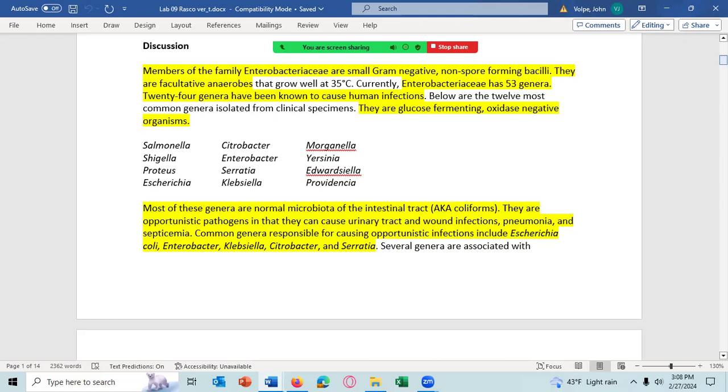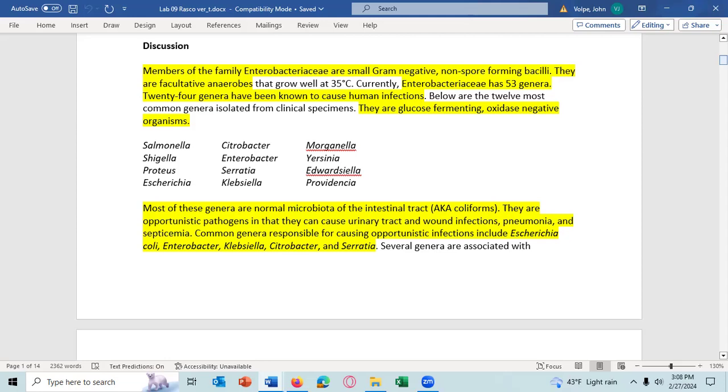All right, members of the family Enterobacteriaceae are small gram-negative bacilli, and they're non-spore forming. They are all facultative anaerobes. They all ferment the sugar glucose. They're all oxidase negative organisms. This is one of the largest families of bacteria. This family has 53 genera. 24 of these genera have been known to cause human infections.